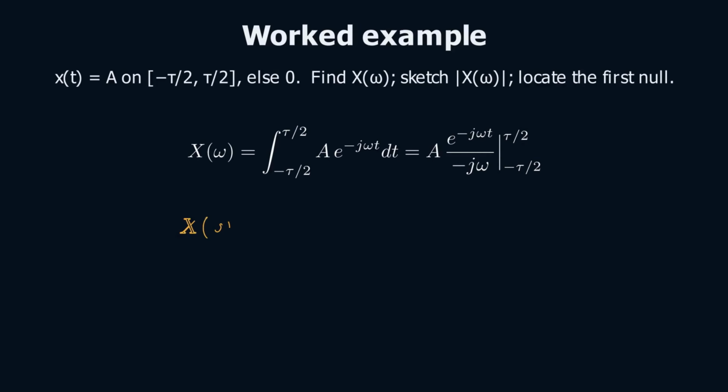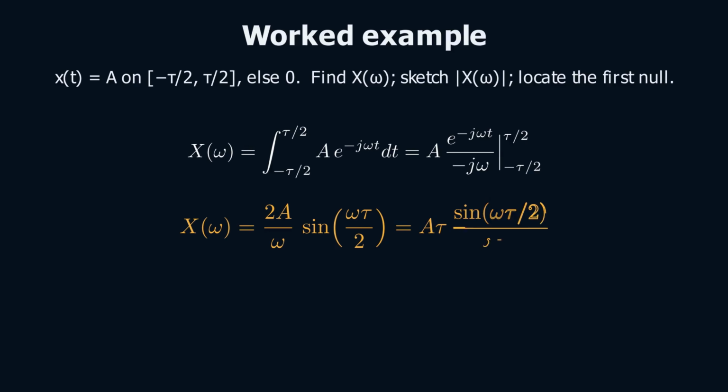Combine the limits, and episode 1's identity turns the two exponentials into a sine. Factor it as A tau times the sinc shape. Note it is purely real, the pulse is even, so every spinner pairs with its mirror and the phases cancel. Symmetry did that, not luck.